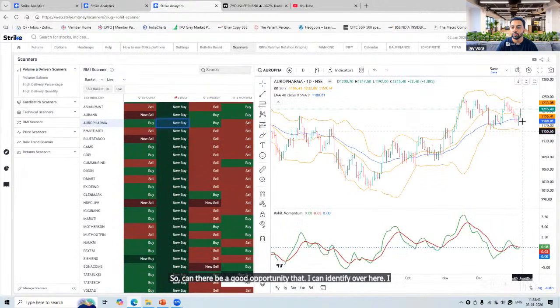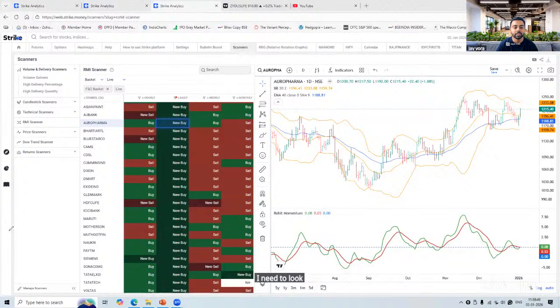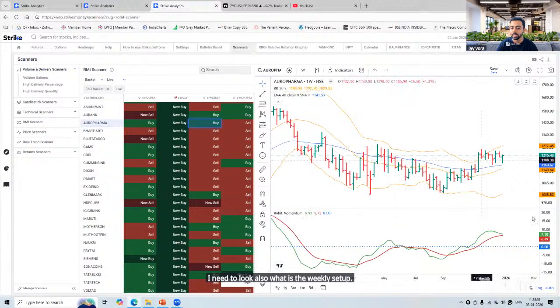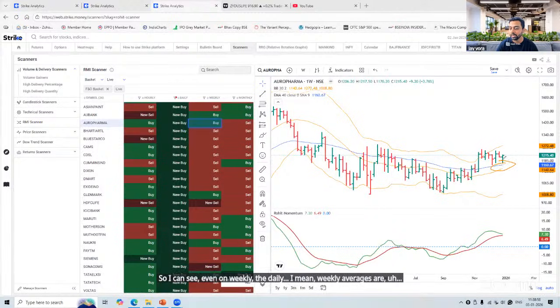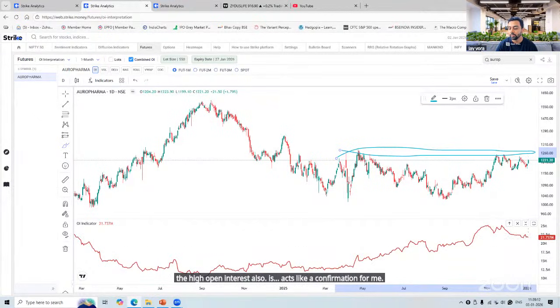Since the momentum is giving me a bullish crossover and prices are trading above the averages, I need to also look at the weekly setup. Combining two setups is usually helpful. I can see even on weekly, it's trading above the weekly averages. So now my bias would be that it should break out on the upside. The high open interest also acts like a confirmation for me. This can further trigger a short covering rally.